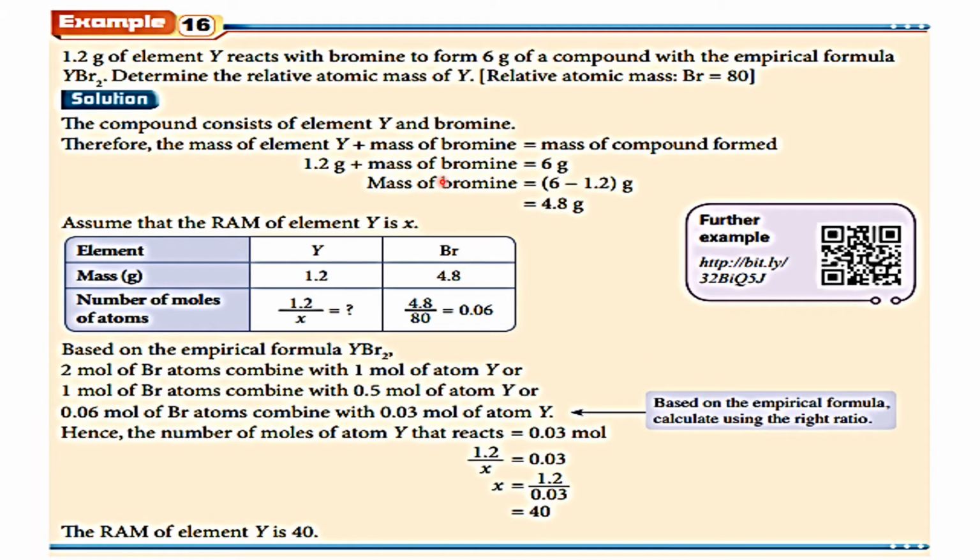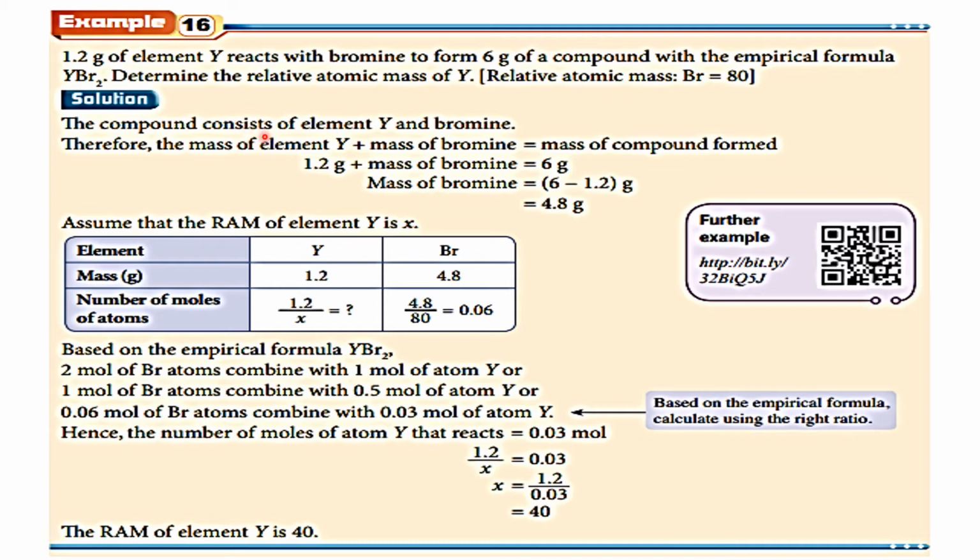This is example 16. 1.2 gram of element Y reacts with bromine to form 6 gram of a compound with the empirical formula YBr2. Determine the relative atomic mass of Y. The RAM for bromine is given, 80. The compound consists of element Y and bromine. So this is the solution.